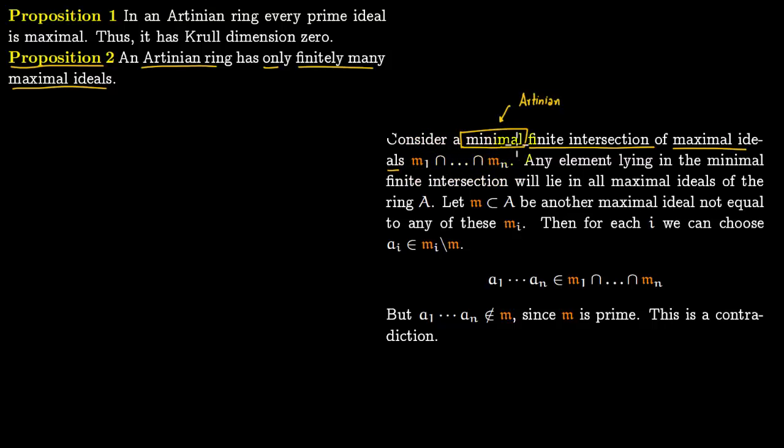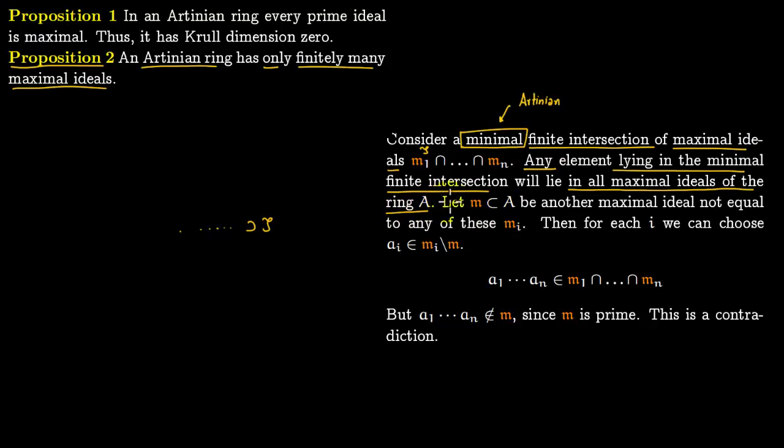So again we are considering a minimal set from the finite intersections of maximal ideals. Now this minimal set would lie at the bottom, so everything is on top of it. So say this set is S, and this lies at the bottom and everything is on top of it. So any element lying in the minimal finite intersection will lie in all the maximal ideals of the ring A.